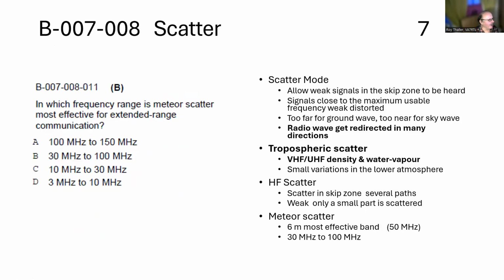In which frequency range is meteor scattering most effective for extended range communication? So in the last question, we said it was 6 meter, which is 50 megahertz. So what you need to do here is look for an answer that covers 50 megahertz. So B would be correct. So 30 megahertz to 100 megahertz would be the correct answer.